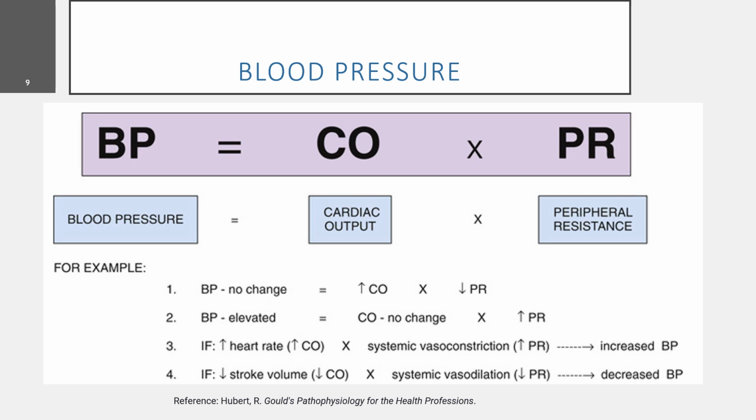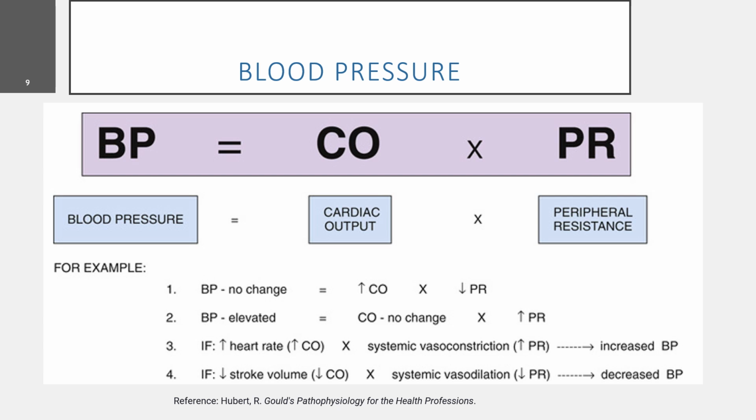Vasomotor mechanism is where the arterioles' smooth muscle layer allows for constriction, which reduces diameter, increases resistance, and decreases tissue blood flow. And dilation, which increases diameter, decreases resistance, and increases tissue blood flow.